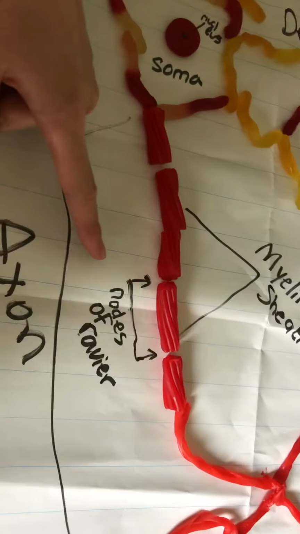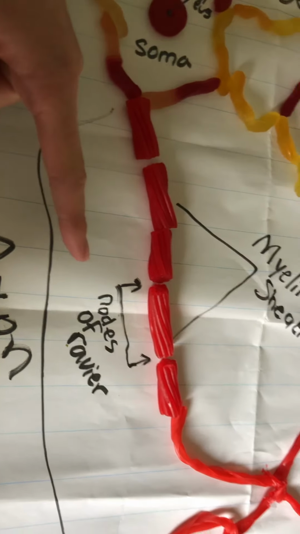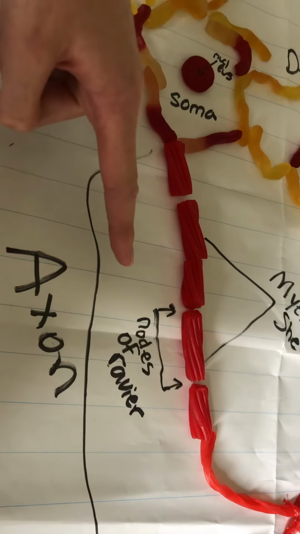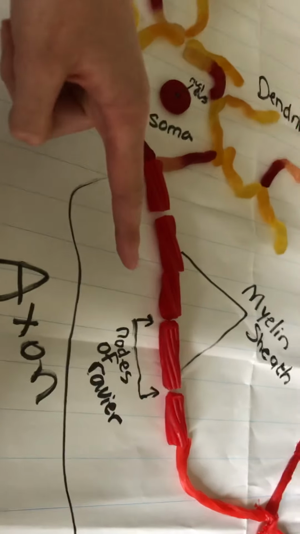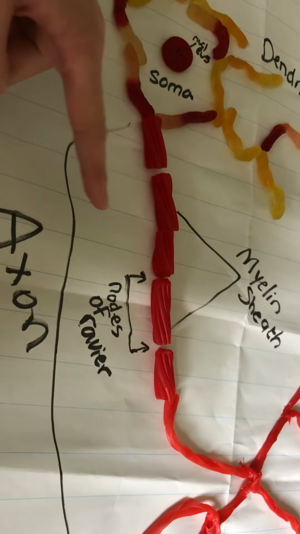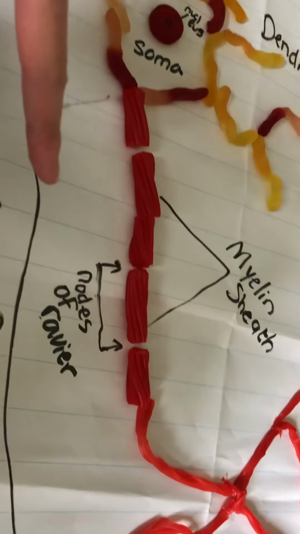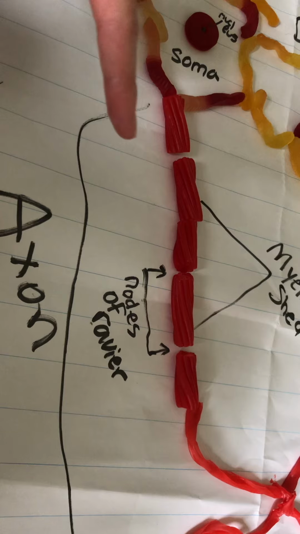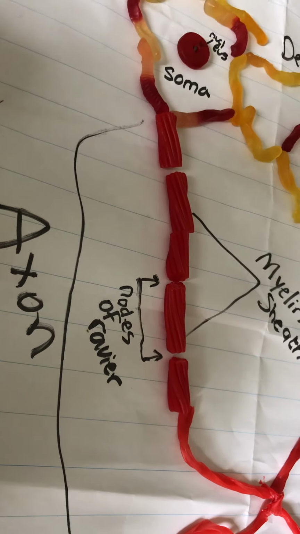Here are the nodes of Ranvier. These are the gaps in the myelin. They're densely populated with sodium channels, and as the action potential reaches the nodes of Ranvier, the sodium channels open and cause the influx of sodium, which prevents the action potential from decaying.